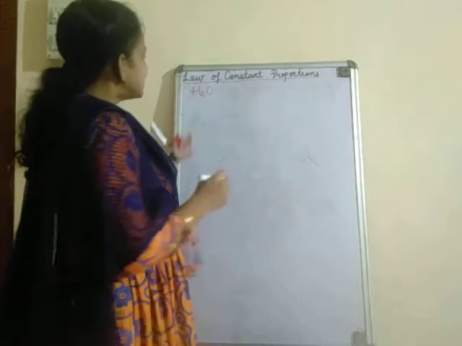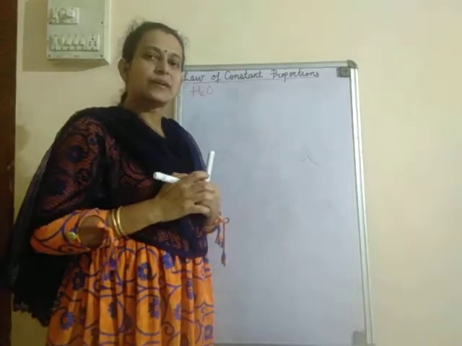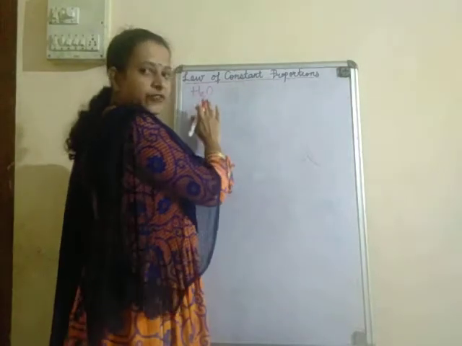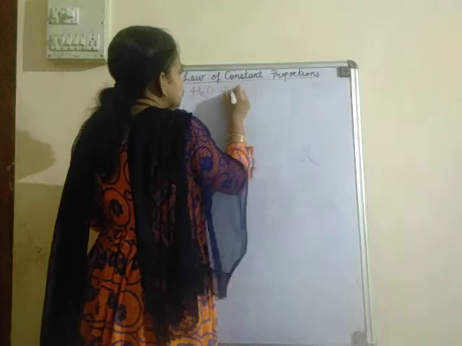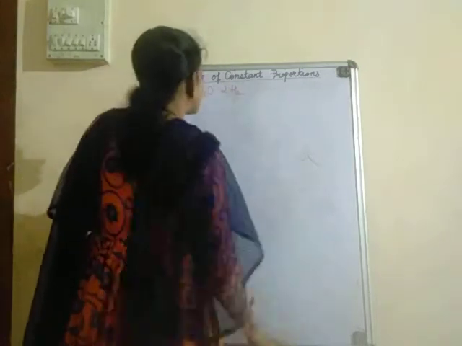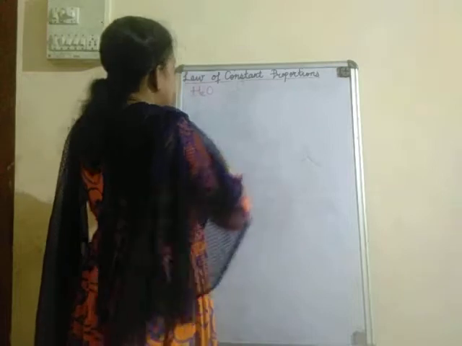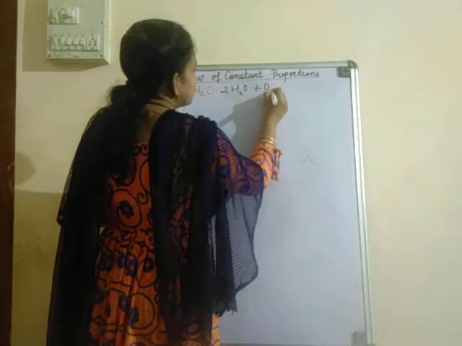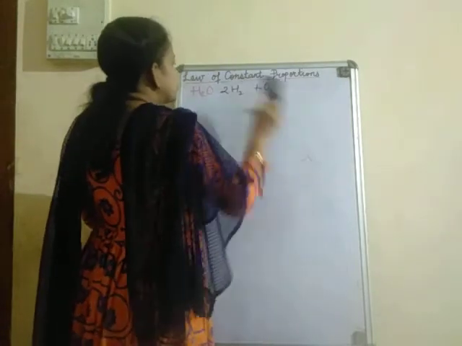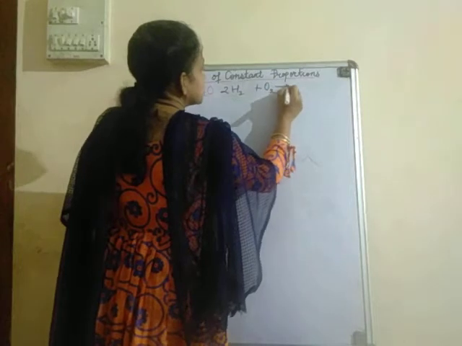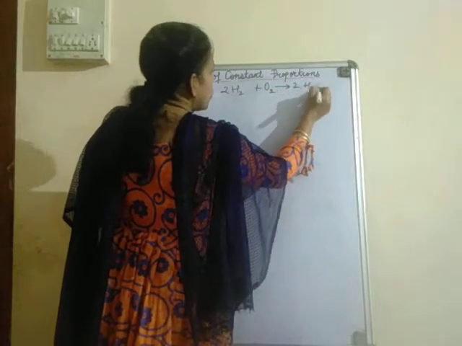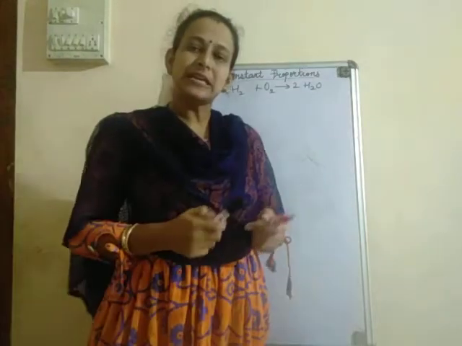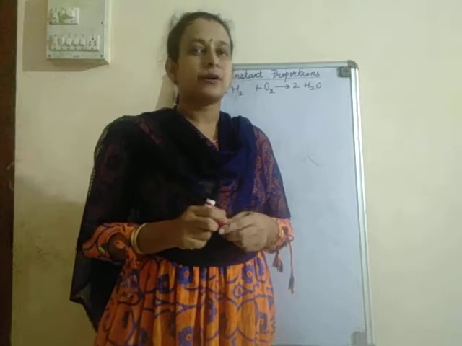Okay. So let us see how water is formed chemically. Let me write the chemical equation for this. The chemical equation for the formation of water is 2H2 plus O2 gives you 2H2O.